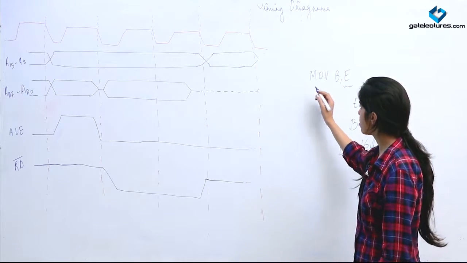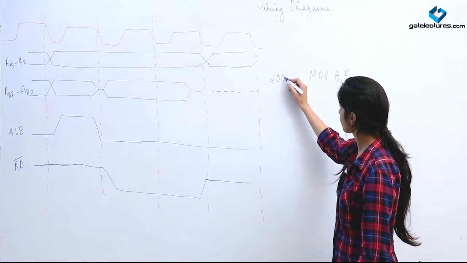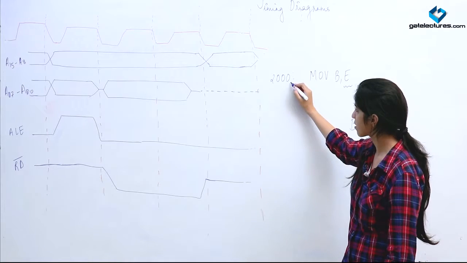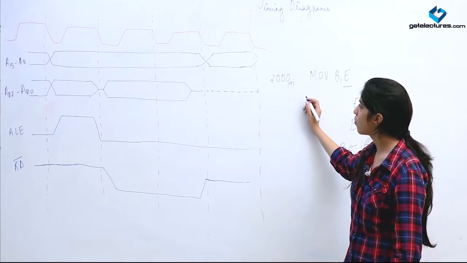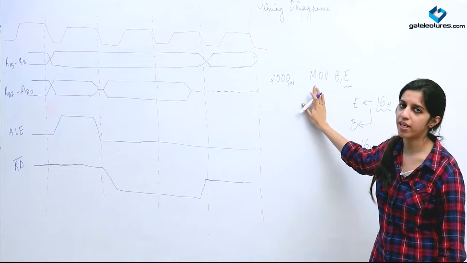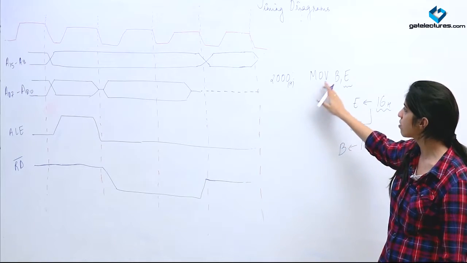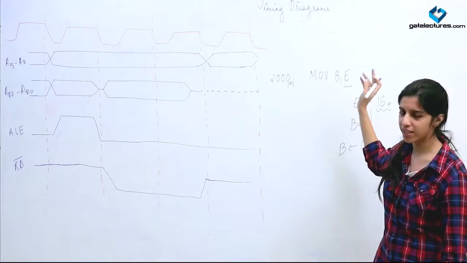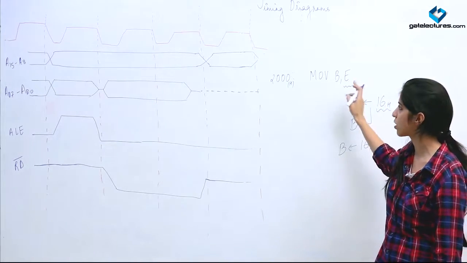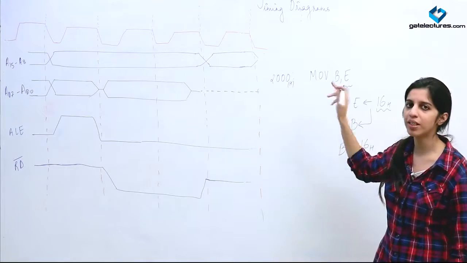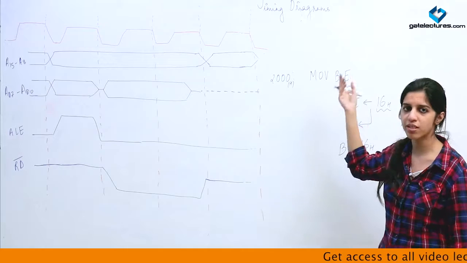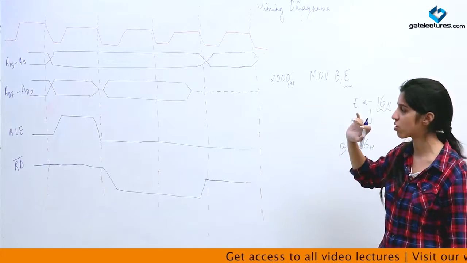So, let us see what happens. Suppose the starting location for this instruction was 2000 in hexadecimal, of course. This instruction does not involve any memory read or memory write, because both the destination and the source are lying in the microprocessor itself. Memory is not involved. So, we are only going to need one machine cycle for opcode fetch, and in the same machine cycle we are going to execute the instruction.